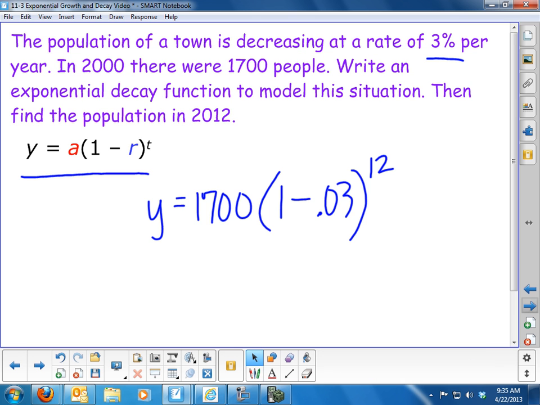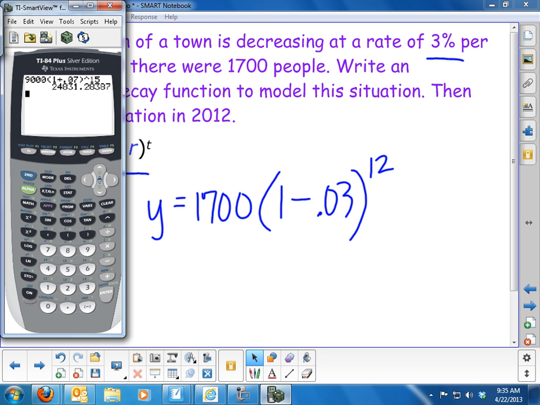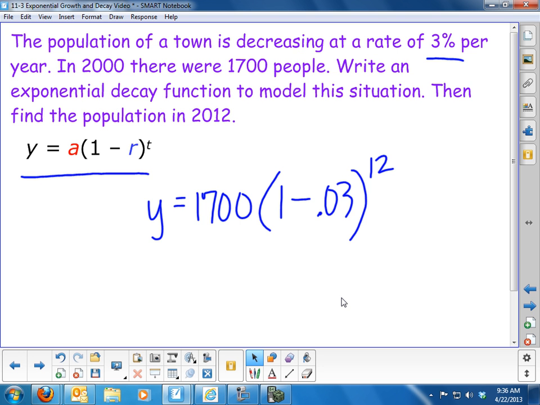Okay, let's figure out what this is going to give us. In my calculator, I'm going to type 1,700 times (1 minus 0.03), and then I'm going to raise that to the 12th. I'm going to see that my answer is 1,179.53. We can't have 0.53 of a person, so I'm going to say 1,180 would be the population of this town 12 years later.